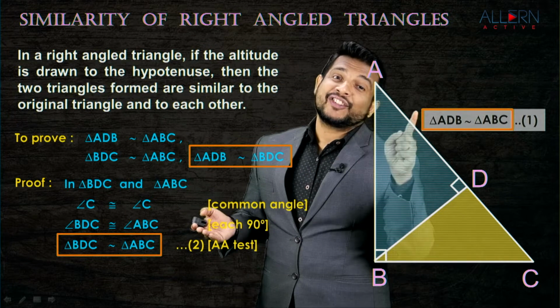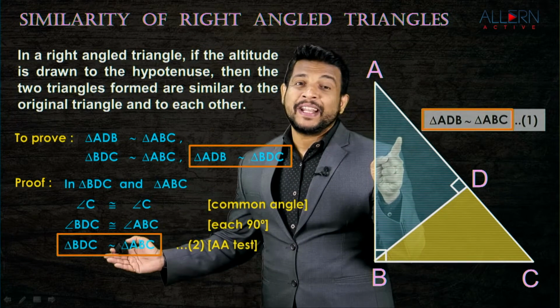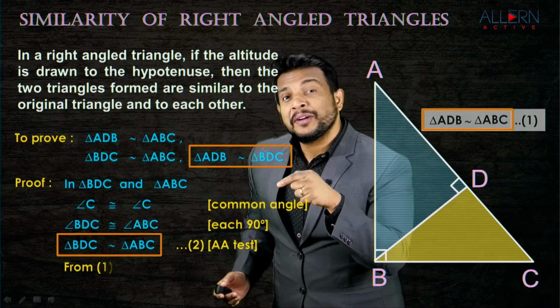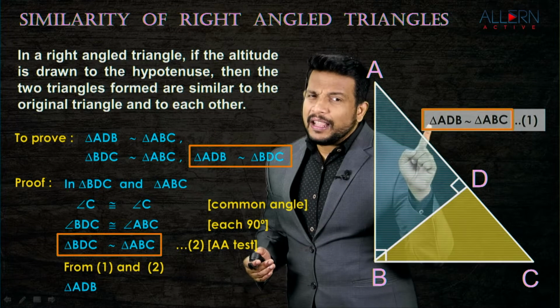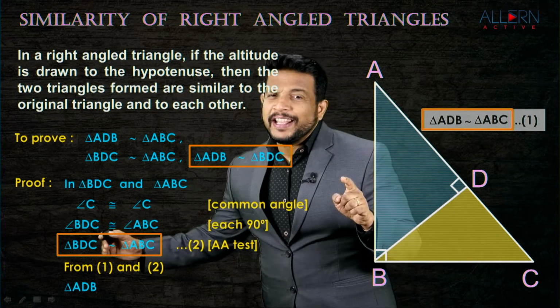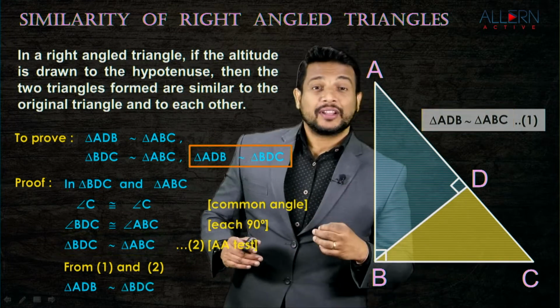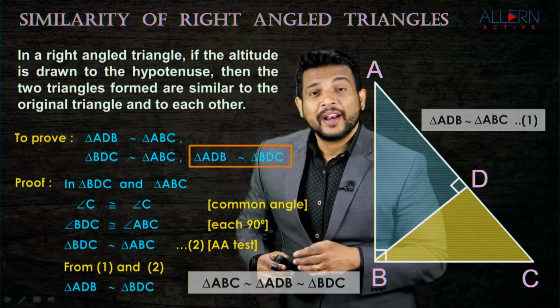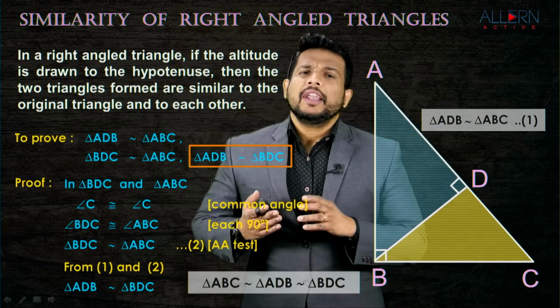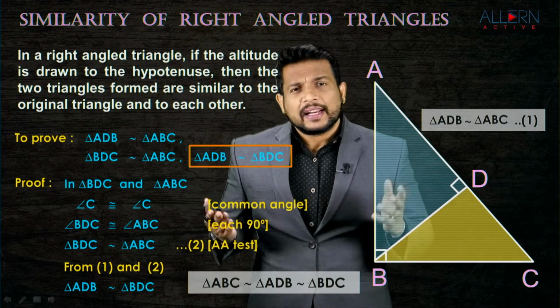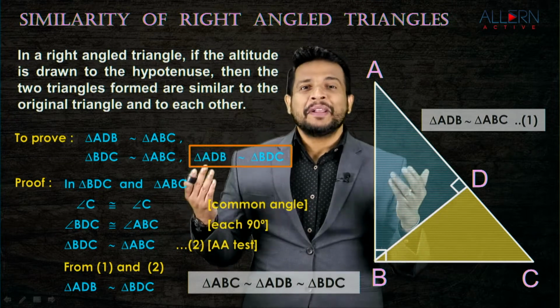That means this triangle ADB and this triangle BDC, they are similar to each other. So we write that from 1 and 2, we have the triangle ADB and this triangle BDC, they are similar to each other. From where? From 1 and 2 we got that. What do you mean by that? That means, in other words, we are saying that all the three triangles, they are similar to each other.